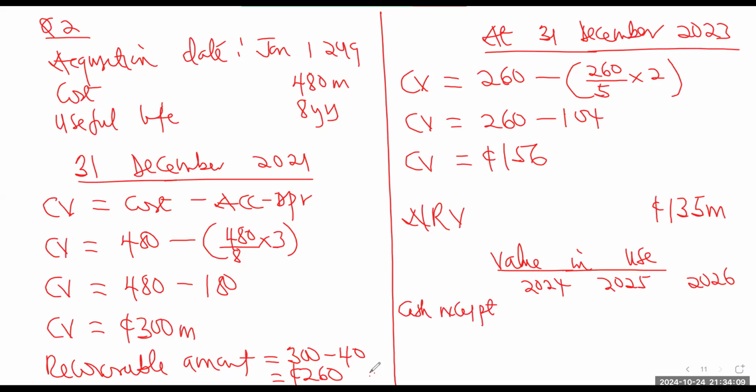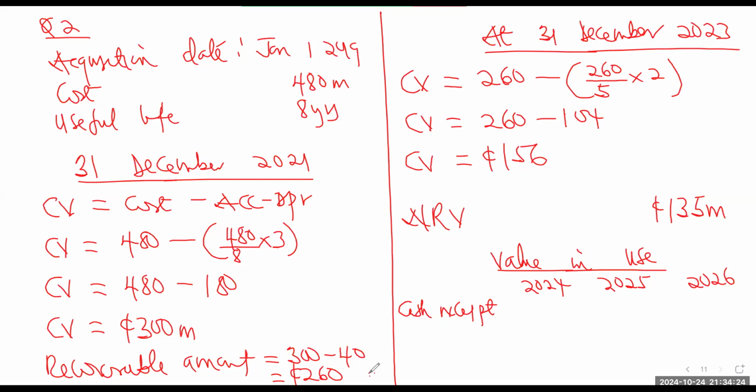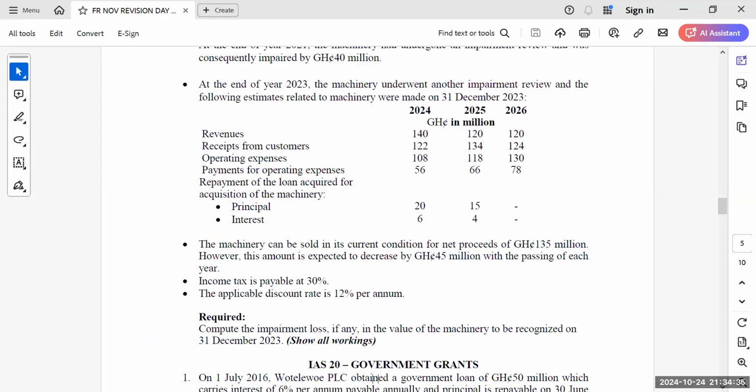How much are we having in the 2024 year? 122, 134, and 124, isn't it? Yes, sir. So 122, 134, and 124. What will be the outflow? The operating expenses. Are we going to be using just operating expenses or the amount that has been paid? The amount that has been paid, the cash outflows.